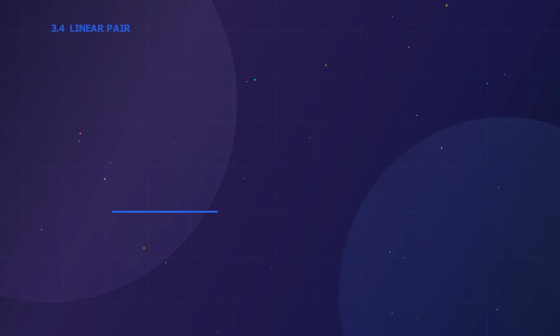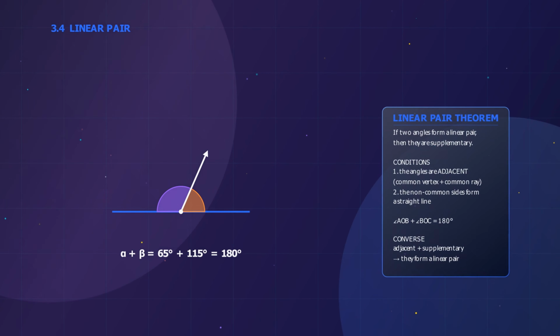A ray standing on a straight line creates 2 angles. As one grows, the other shrinks, but their sum stays locked at 180 degrees. Always.